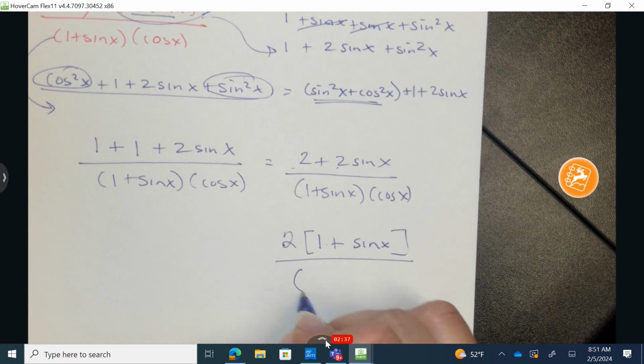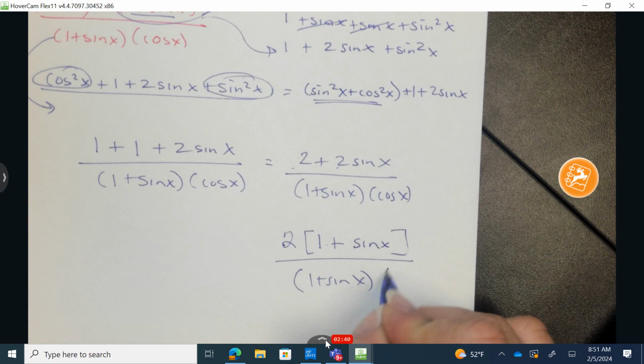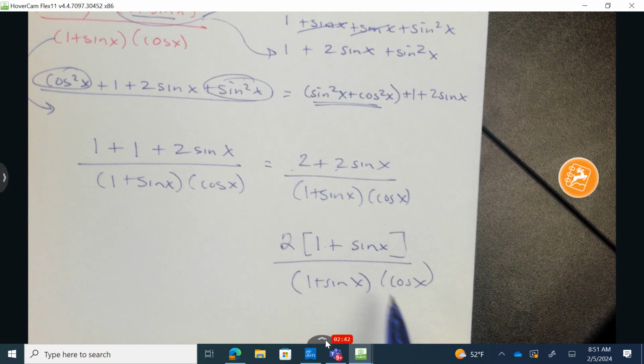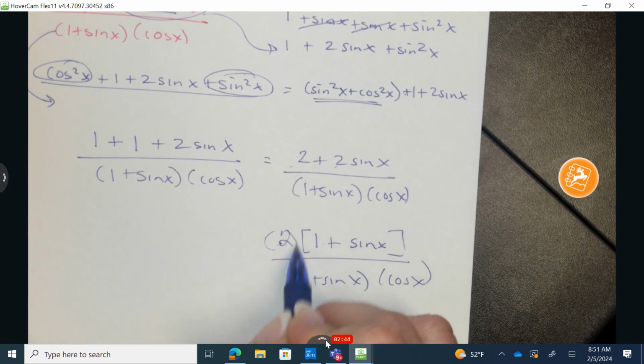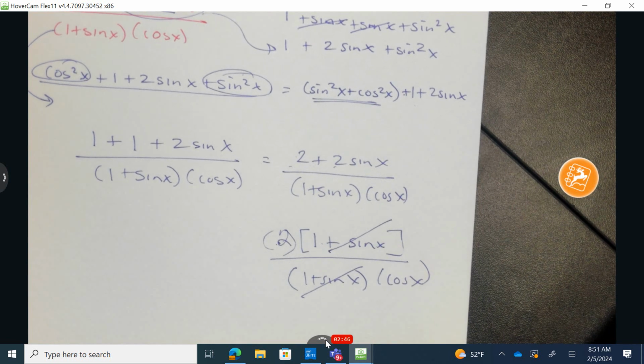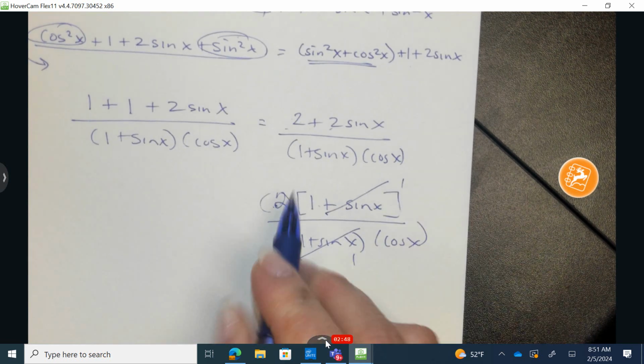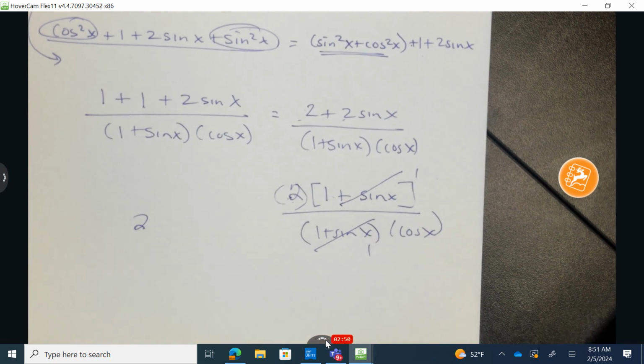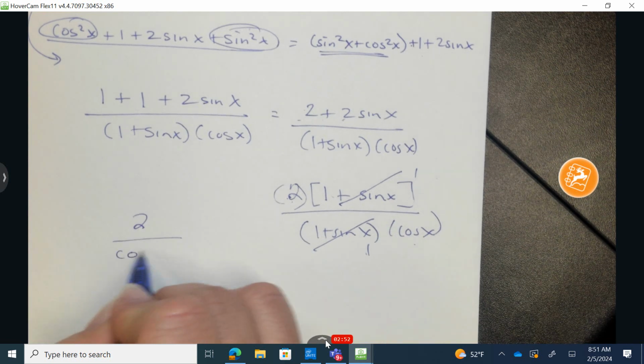And on the bottom, I have 1 plus the sine of x times the cosine of x. So we can see when we're multiplying here, these quantities, these don't disappear. They are going to be simplified into 1. I have 2 times 1 is 2, and 1 times the cosine of x is the cosine of x.